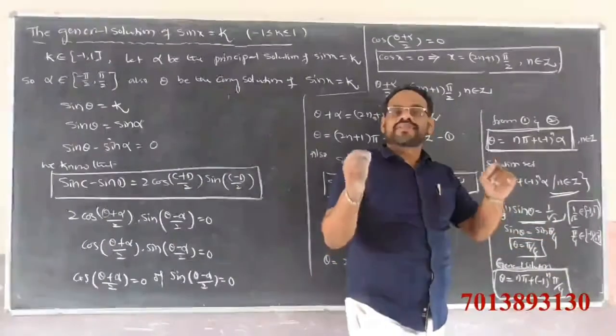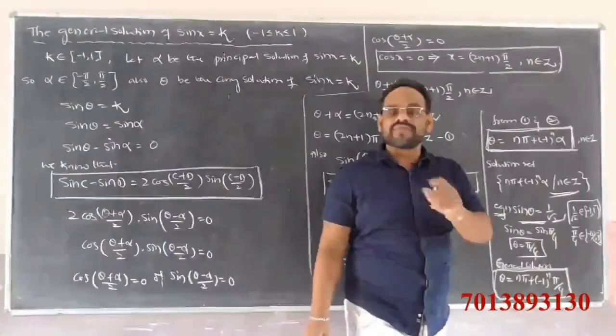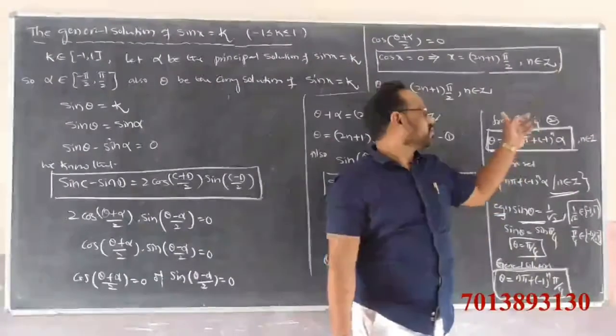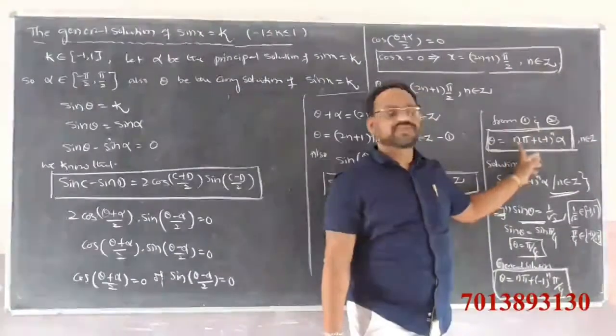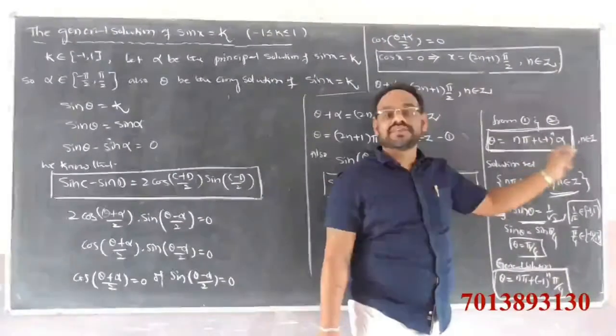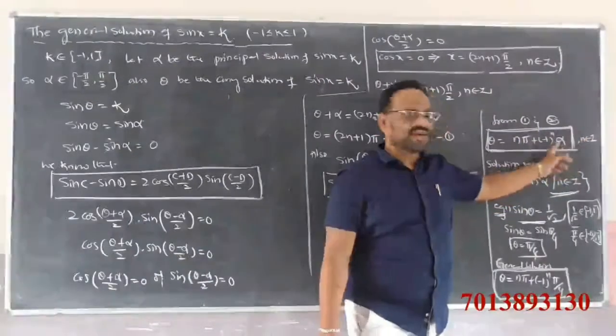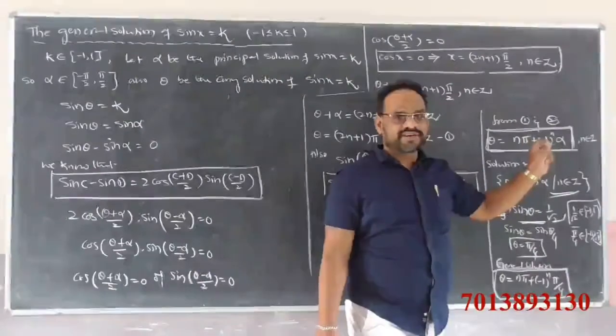Observe here, we want the general solution of sin x equals k. Sin x equals k, we want the general solution. So the general solution of sin x equals k is clearly theta equals n pi plus minus 1 whole power n into alpha, where n belongs to the integers. Alpha is the principal solution of the given trigonometric equation.